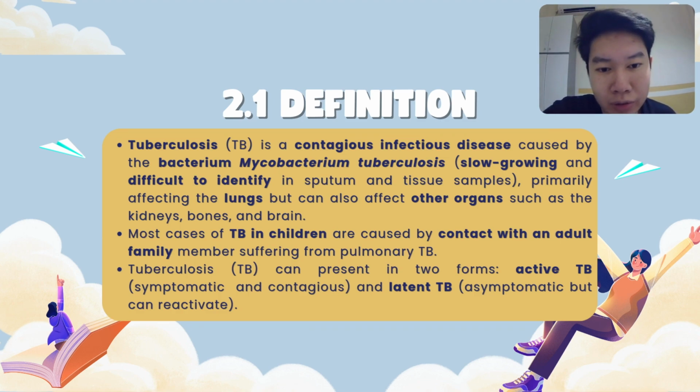Tuberculosis is a contagious infectious disease caused by the bacterium Mycobacterium tuberculosis, which is slow growing and difficult to identify in sputum and tissue samples, primarily affecting the lungs, but it can also affect other organs such as the kidneys, bones, and brain. Most cases of TB in children are caused by contact with an adult family member suffering from pulmonary TB. Tuberculosis can present in two forms: active TB, which is symptomatic and contagious, and latent TB, which is asymptomatic but can be reactivated.